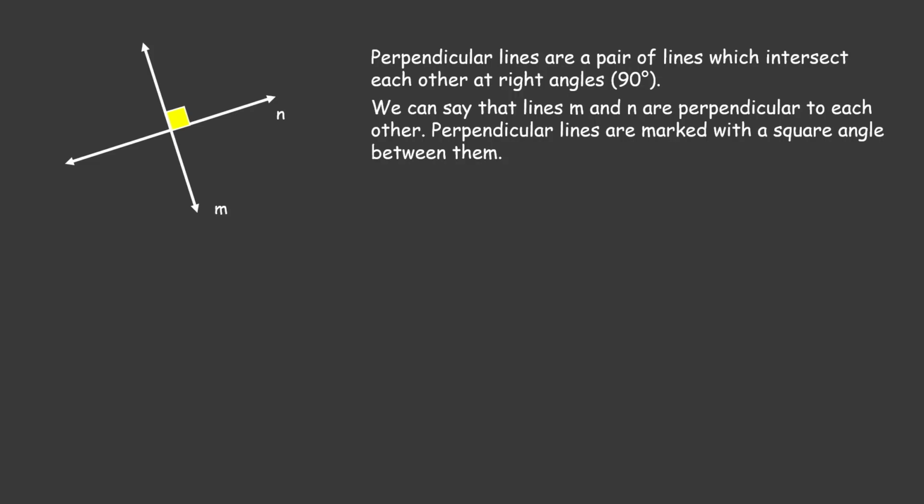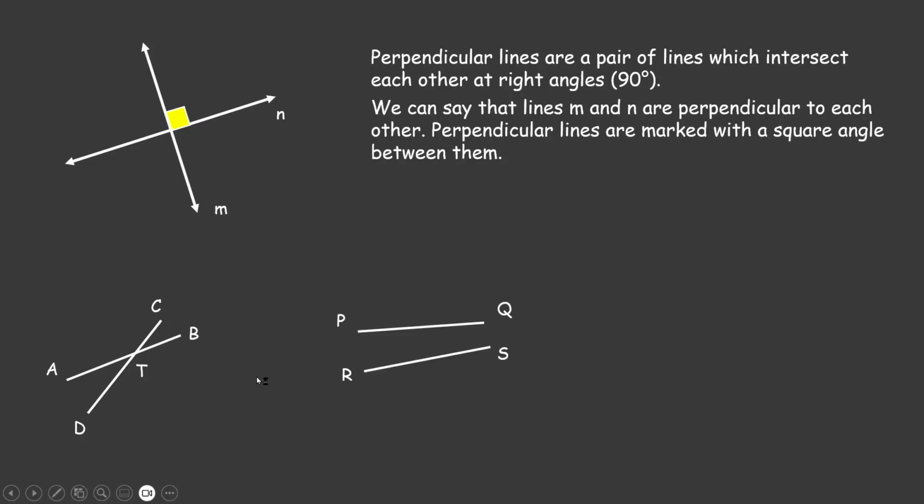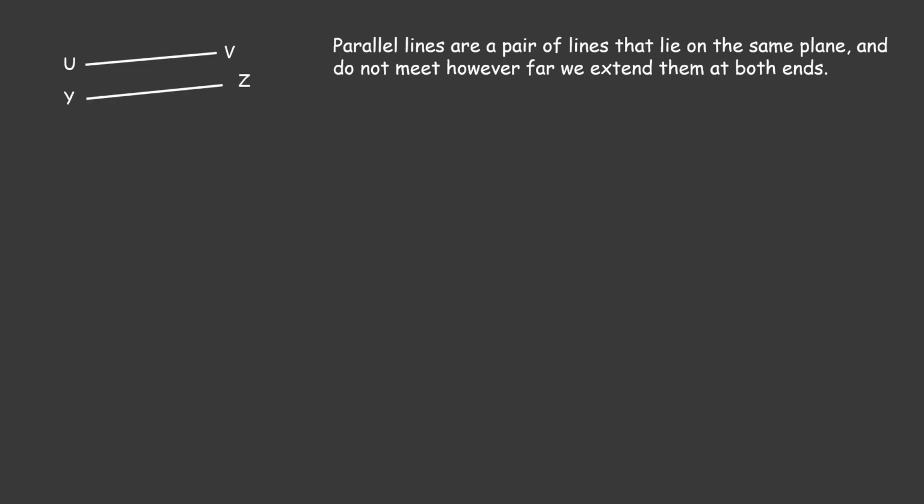Let us look at some more pairs of lines. Over here, these line segments AB and CD, they intersect at one point T. Then we have these line segments PQ and RS. They do not intersect, but when extended, they will intersect at some point. Then we have these pairs of line segments UV and YZ. We can extend them in either direction, but they are never going to meet. Such pairs of lines are called parallel lines.